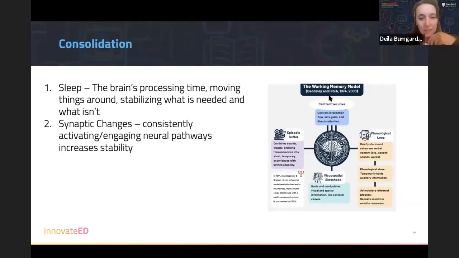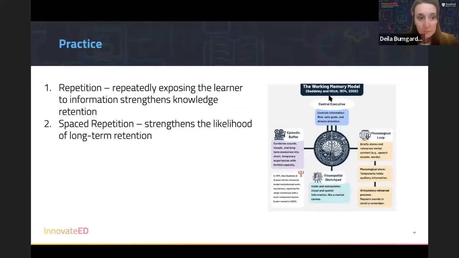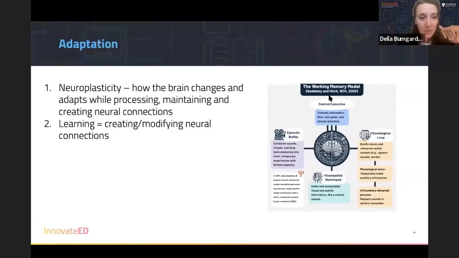Consolidation, you can look at that later. That's more about how the brain is processing changes. But retrieval, being cue dependent, association with cues or triggers, very, very helpful for behavioral knowledge. And recall and recognition is definitely something associated with simple knowledge-based learning. Practice, extremely important for behavioral learning objectives because that repetition, especially spacing the repetition out, is what maximizes long-term retention. Adaptation, we're going to skip.